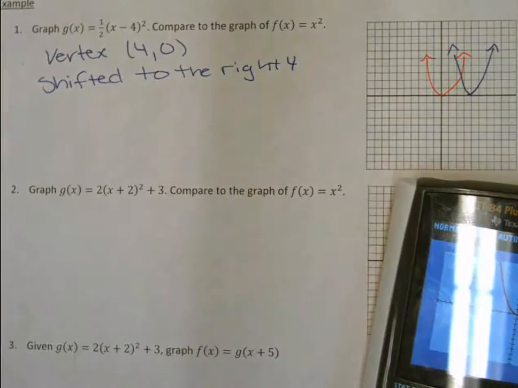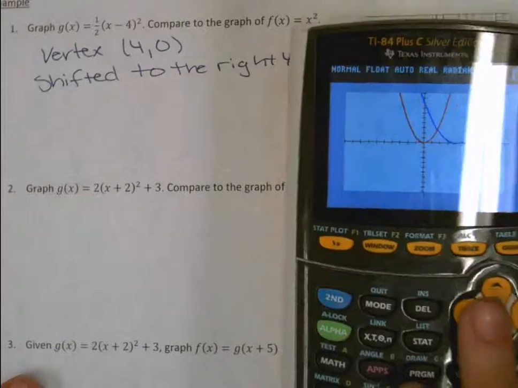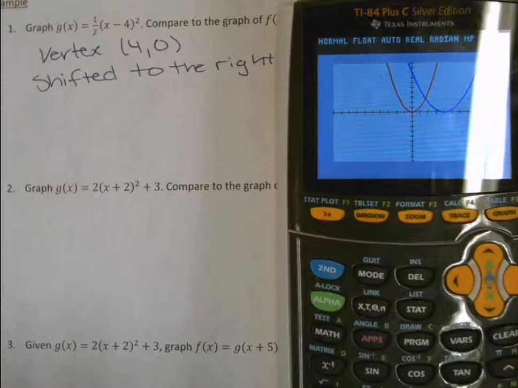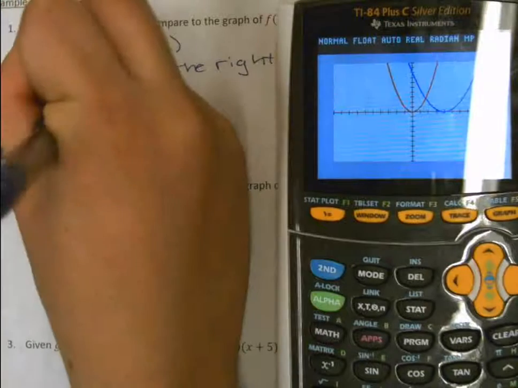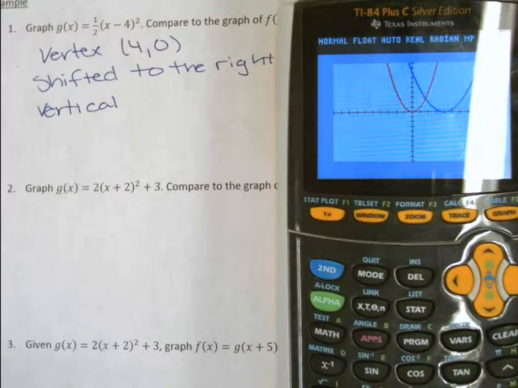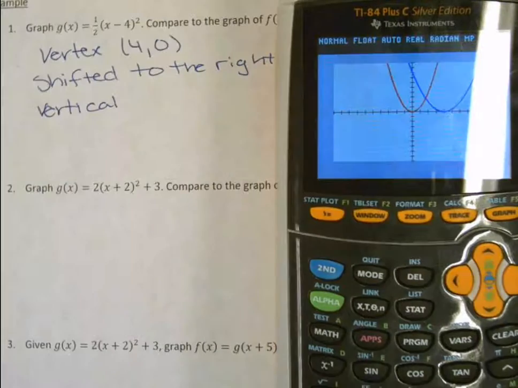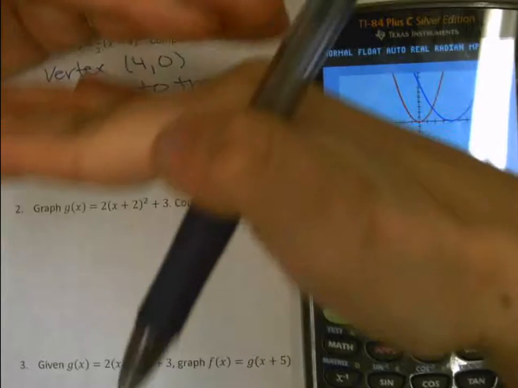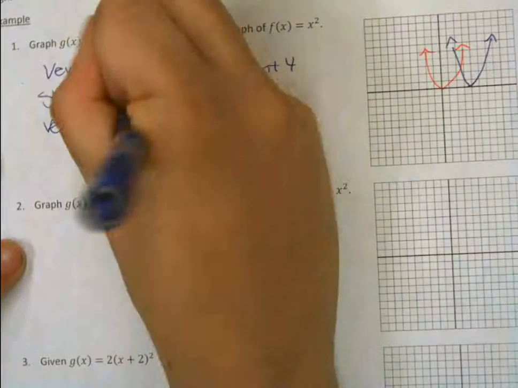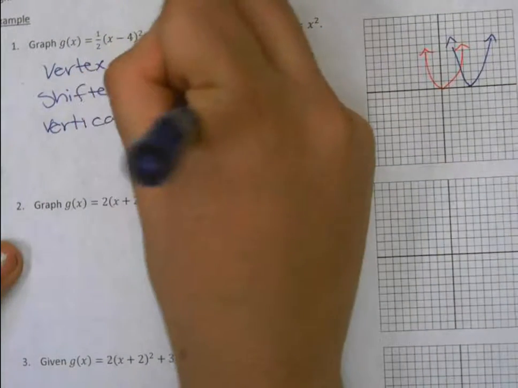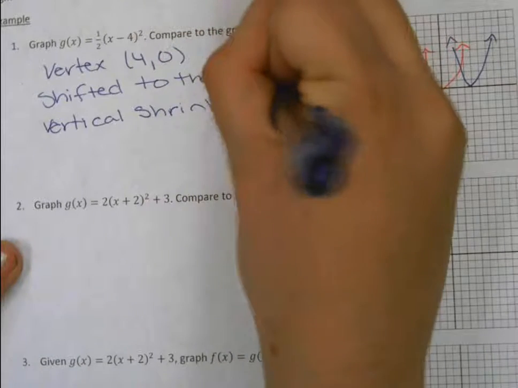And mine doesn't look so good. If I look at the calculator one though, the blue one is also wider than the red one, so it has a vertical stretch or shrink. It has a vertical shrink because it means I'm condensing it and pushing it together, so it's kind of bulging out at the sides. And this number is the number out front, so the 1/2.